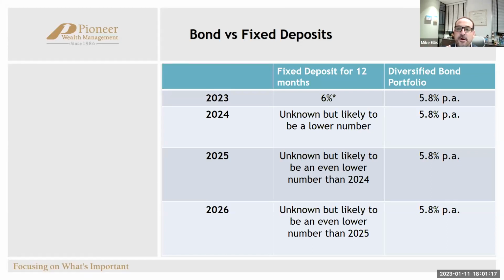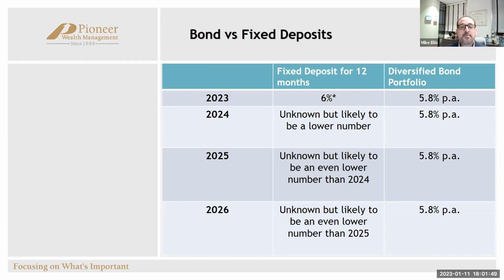And the answer to that is the fixed deposit is for 1 year. When that fixed deposit renews in a year's time, you're not sure what the rate's going to be. It might be higher, might be lower. We think it's going to be lower as things calm down, as the inflation comes down. I'll talk about that. We think interest rates are going to come down slowly through 2024 and 2025. So we think that fixed deposits will renew at lower and lower rates going forward.